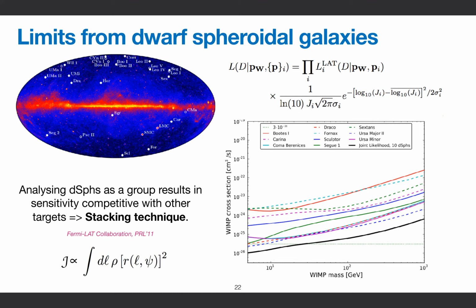So if you want to run an analysis of dwarf spheroidal galaxies, for example, with the LAT data, what you actually do is to build a joint likelihood which weights every dwarf with its J factor, and this allows you really to stack the data from different dwarfs and to improve the sensitivity to dark matter by means of this channel.